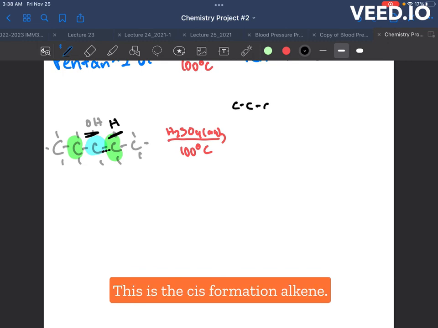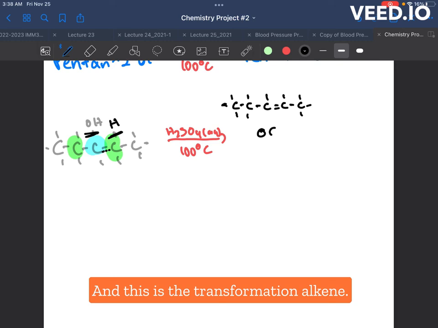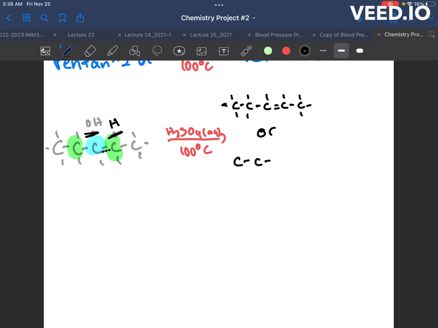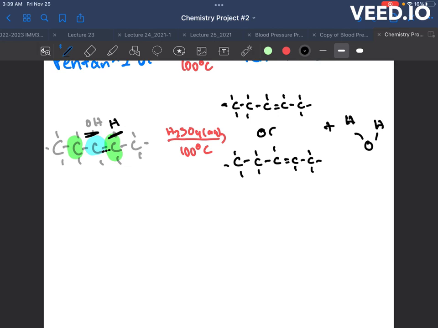This is the cis formation alkene. And this is the trans formation alkene. And both of them will have water as the other product.